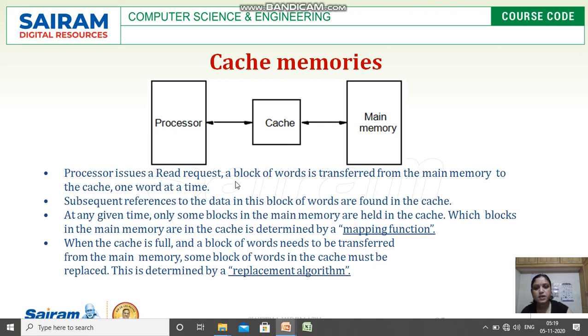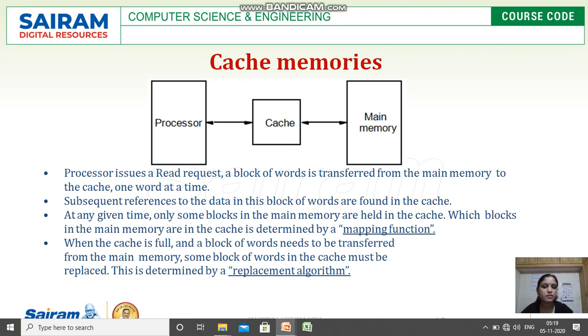The processor issues a read request. A block of words is transferred from the main memory to the cache, one word at a time. Subsequent references to the data in this block of words are found in the cache. At any given time, only some blocks in the main memory are held in the cache. Which blocks in the main memory are in the cache is determined by the mapping function. One word at a time has to be transferred, because the cache capacity will be less when compared with the main memory.